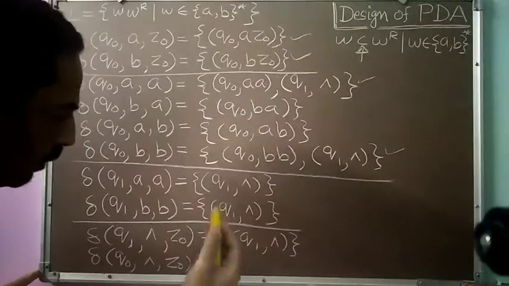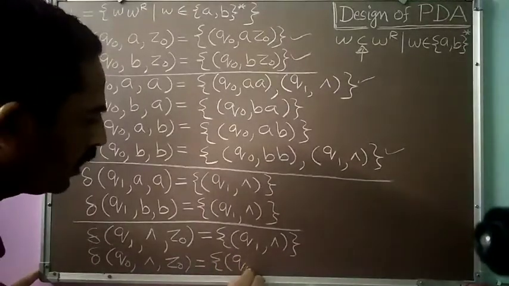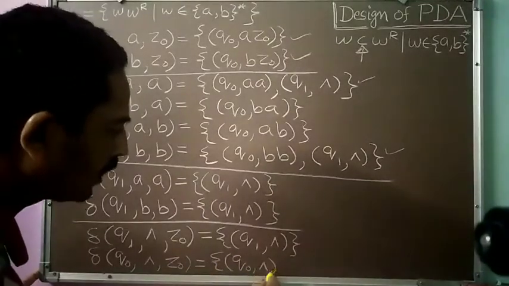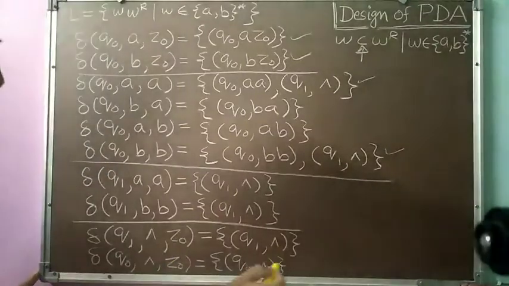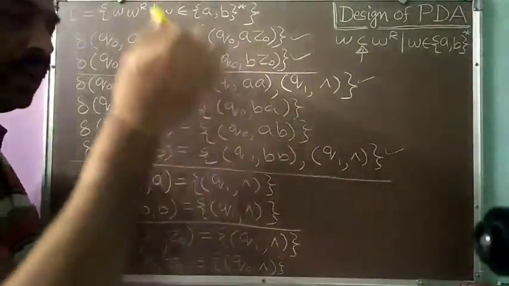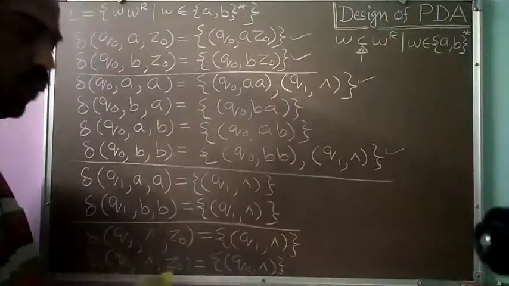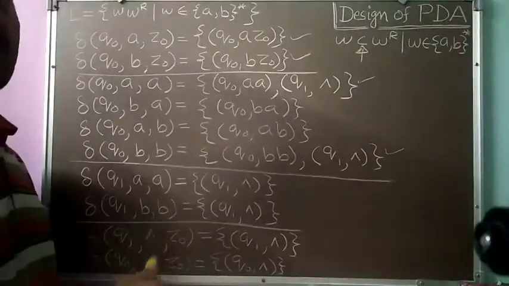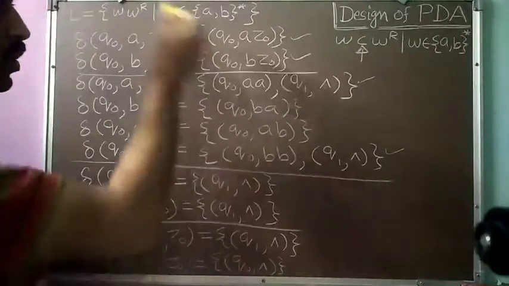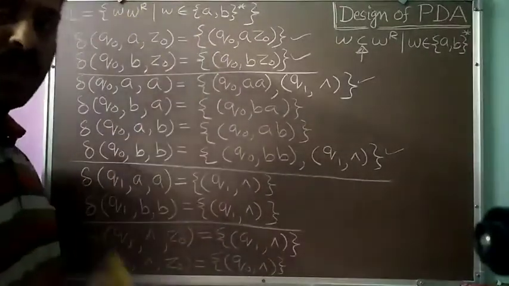So we should accept it, only by emptying the push down store. So we will remove this Z0 and our push down store is empty. So our machine will halt, but also our string has ended. So null will also be accepted over this machine. So this is the complete solution for this particular problem.